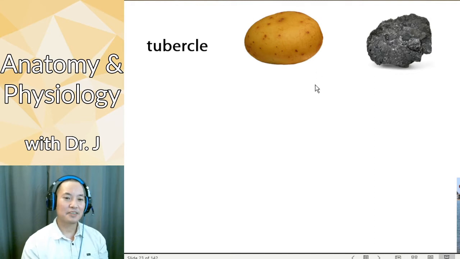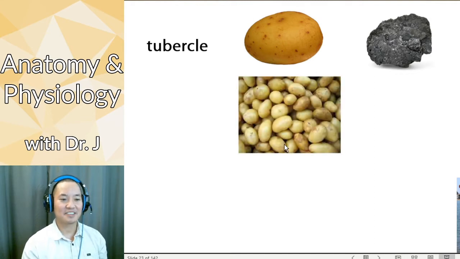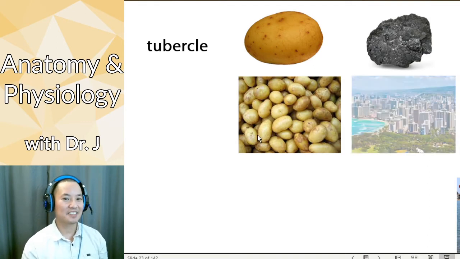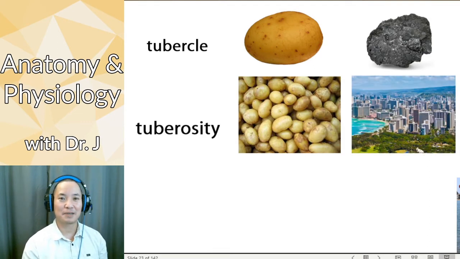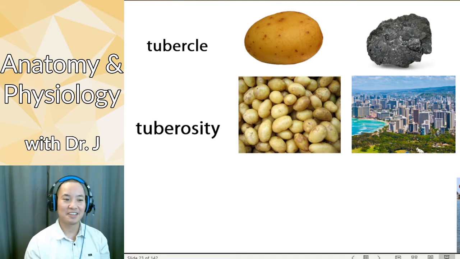Now, what if you have a bunch of tubers that get together? A lot of tubers getting together is going to form a bigger mass, and eventually they form a tuberosity. In fact, what's a bigger bump? A tuberosity. So what's bigger than a coal? A city is bigger than a coal, so tuberosity is bigger than a tubercle. Now, what would make sense if you have the biggest type of tubercle? What do you call the biggest type of projection?